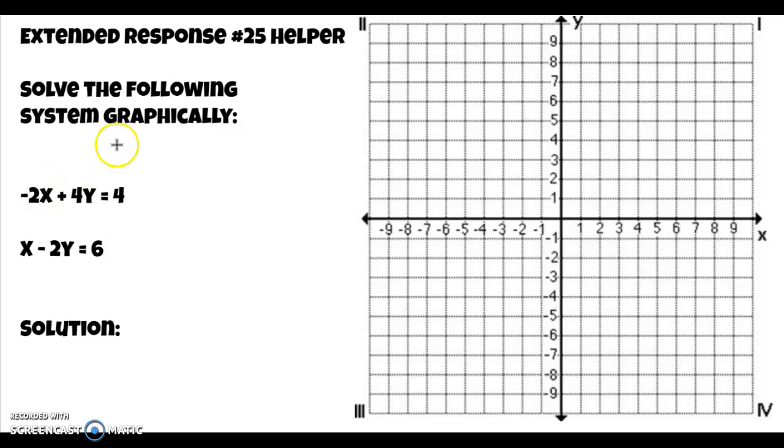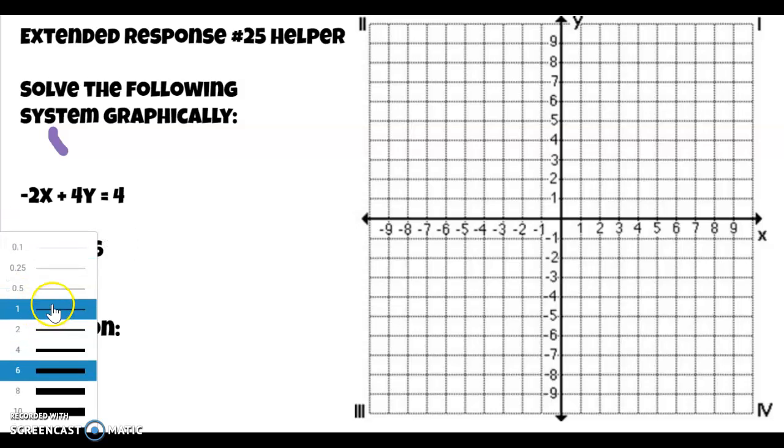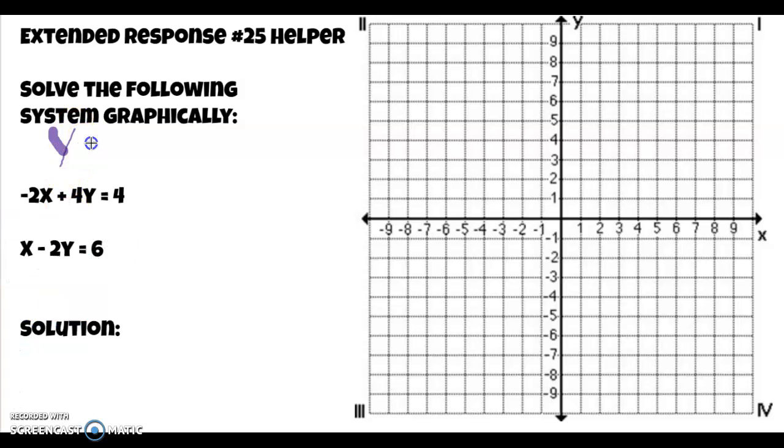The first thing we have to do is put this into y equals mx plus b format. I'm sorry about that sloppy looking y there. If I look here, I need the y by itself, and I'm noticing that I have a negative 2x and a 4 with the y.